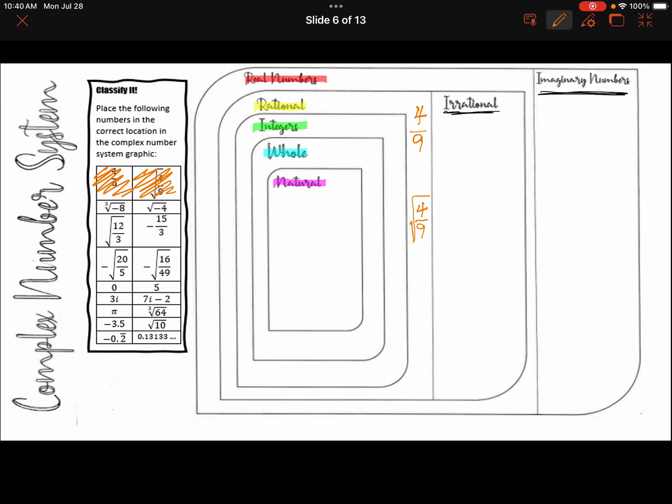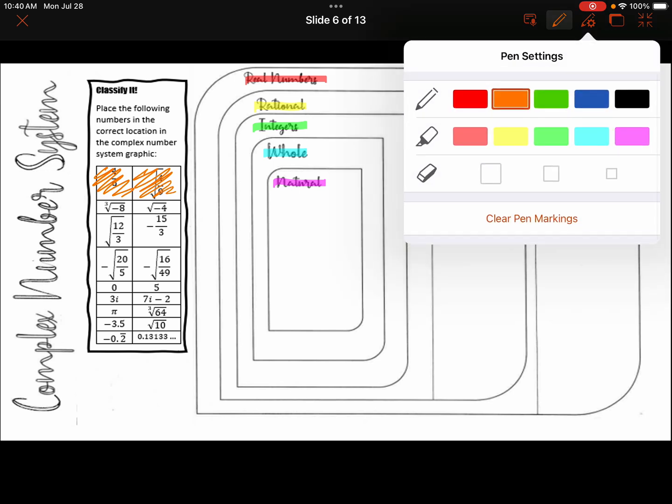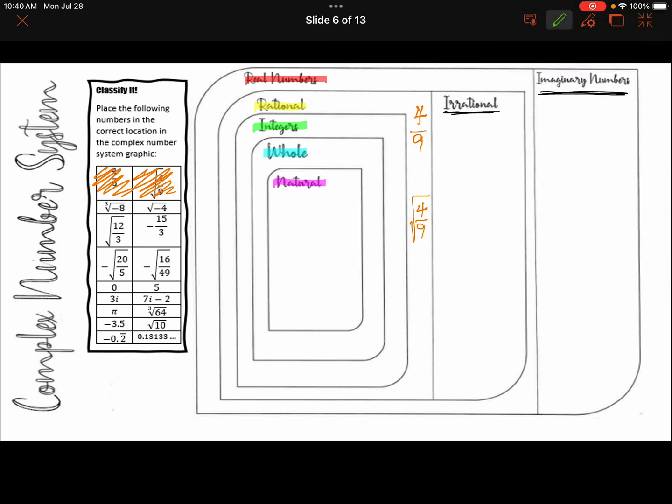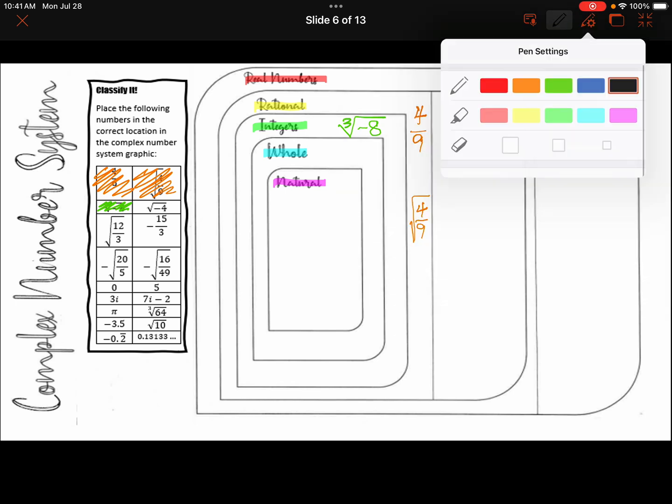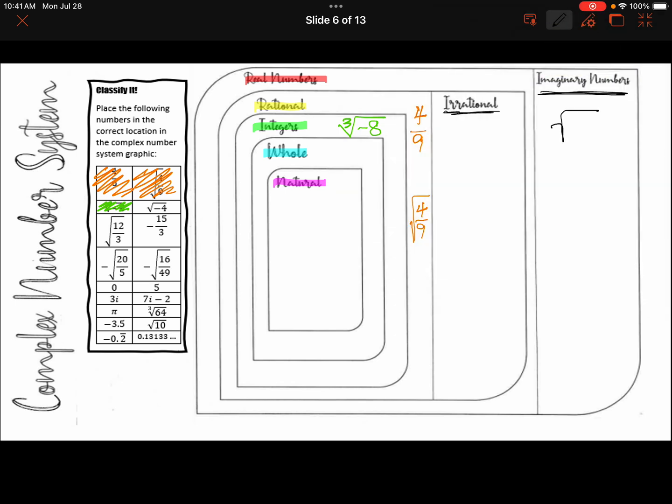All right, the cube root of -8 would be -2 times -2 times -2. And so that is going to go in the integers. No fraction, no decimal. The square root of -4. So the square root of -4 is going to go in imaginary. It is 4 times -1. So another way of writing the square root of -4 is 2i. So it is an imaginary. All right.